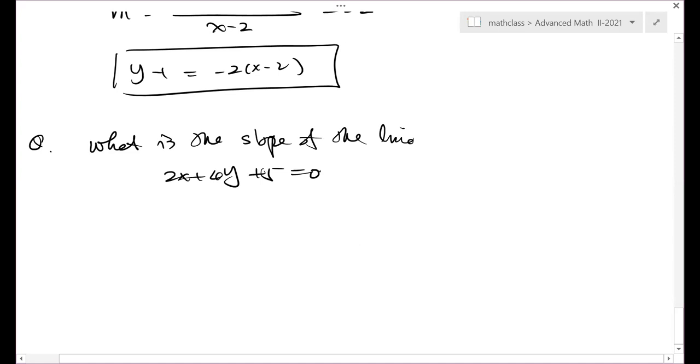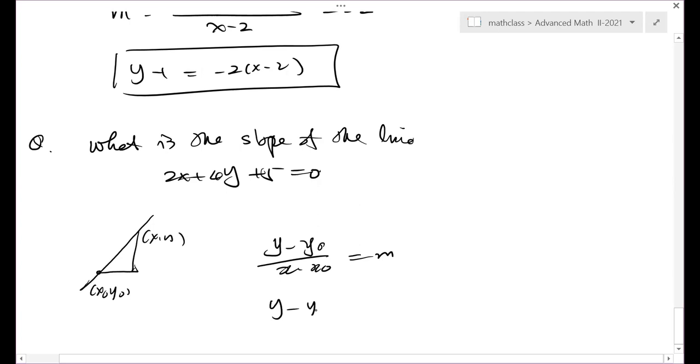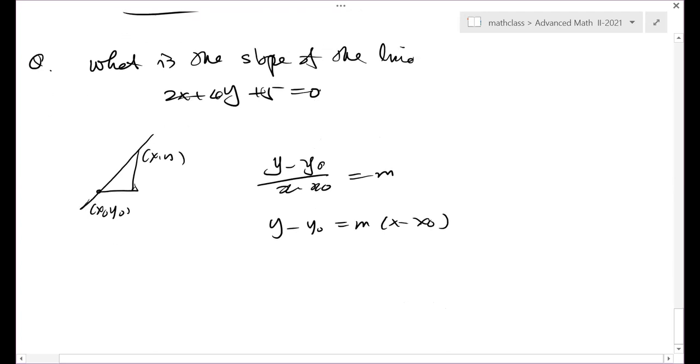Right. So, any idea? Remember, if we know the slope, let's try to go back to this. This is the slope, this is a point x naught, y naught, and here's x and y. We remember we have y minus y naught over x minus x naught. That ratio should be equal to the slope. So in other words, we should have this equation like that.